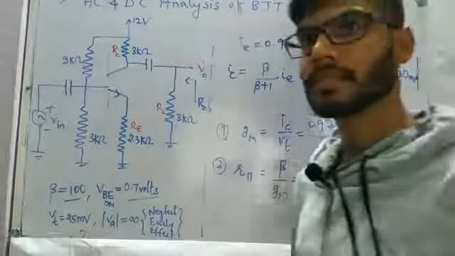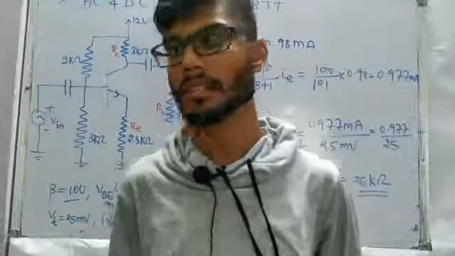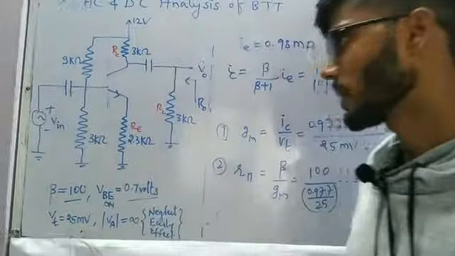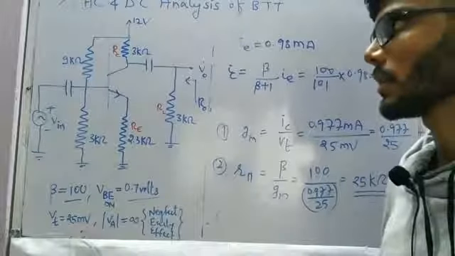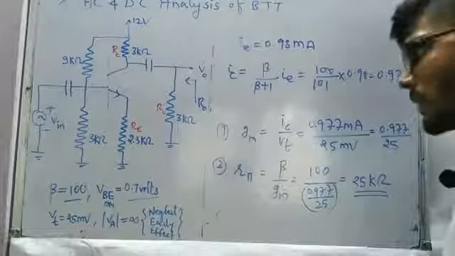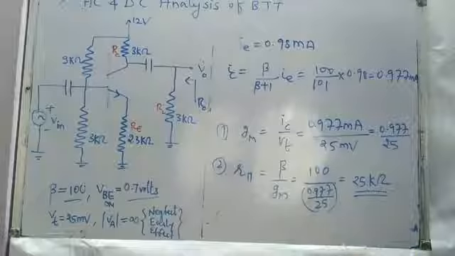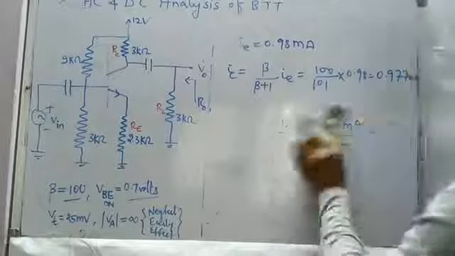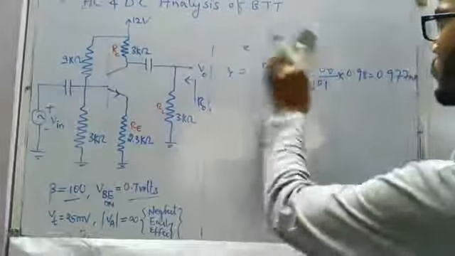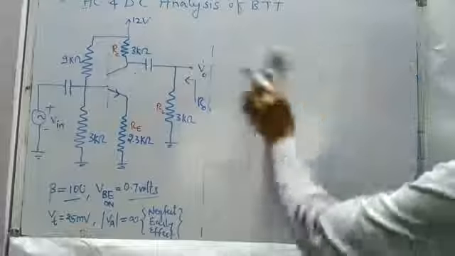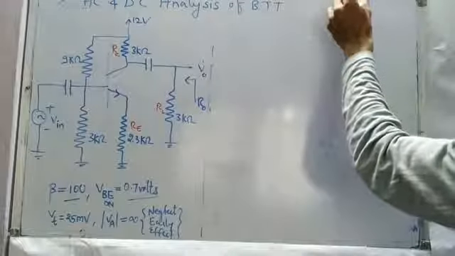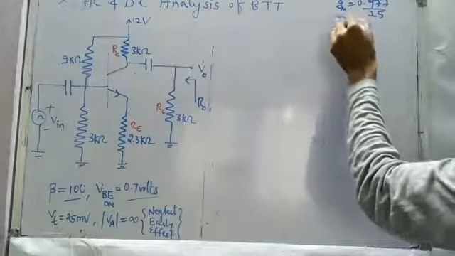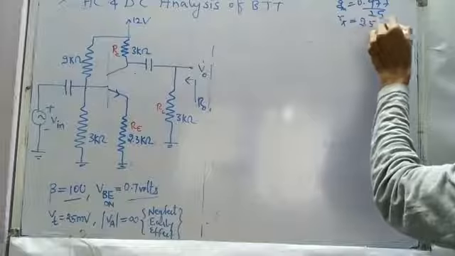So using DC analysis we have calculated transconductance and R pi. This itself might be a question for 1 mark or 2 marks, depending on the complexity of the problem given in the exam. Now proceeding further with the AC analysis, we will have to follow the other protocols. As of now we have calculated GM as 0.977 divided by 25 and R pi as 2.5 kilo ohm.